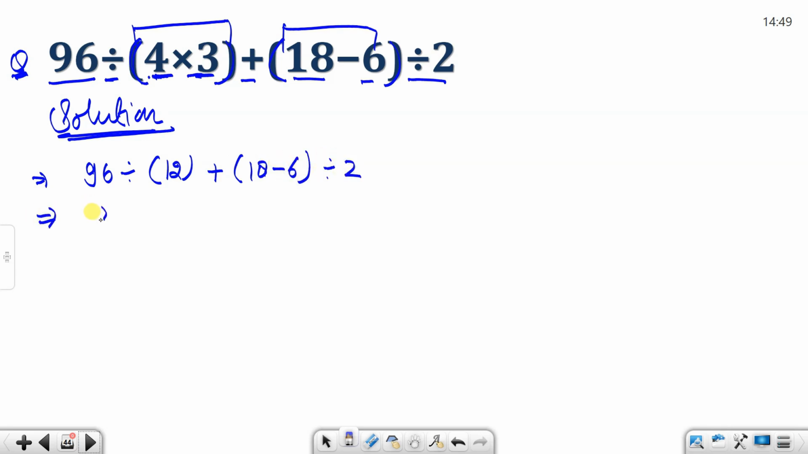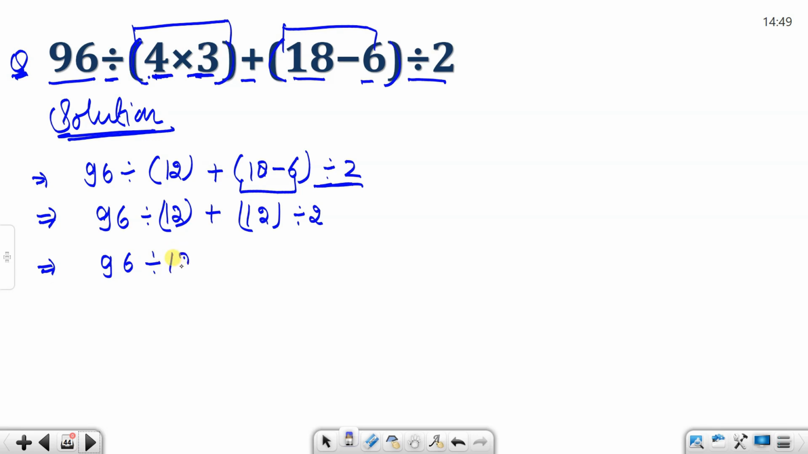Now let's solve further. 96 divided by 12 plus 18 minus 6, that becomes 12, divided by 2. Now let's solve further. 96 divided by 12 plus 12 divided by 2.